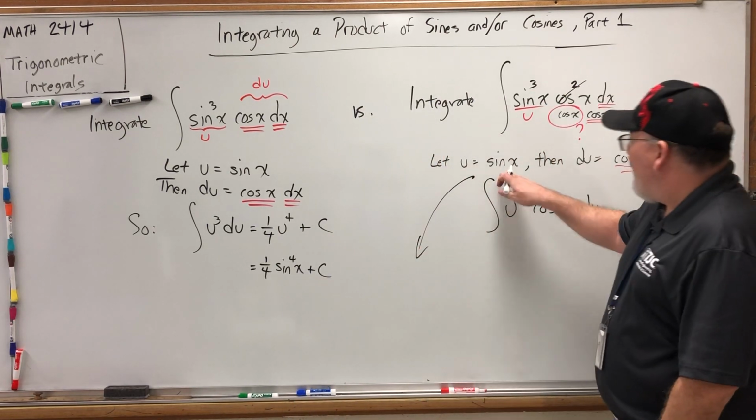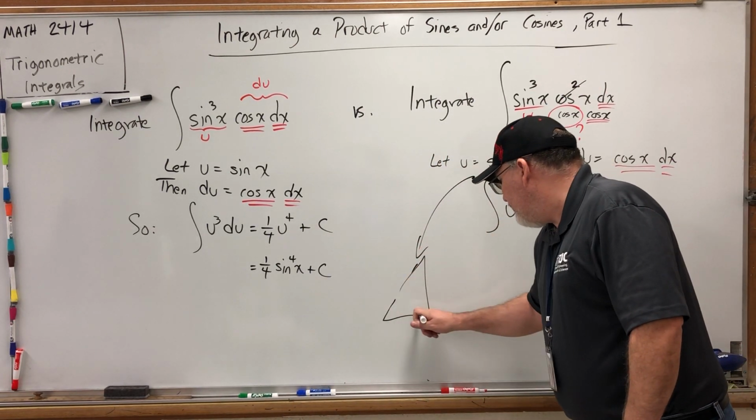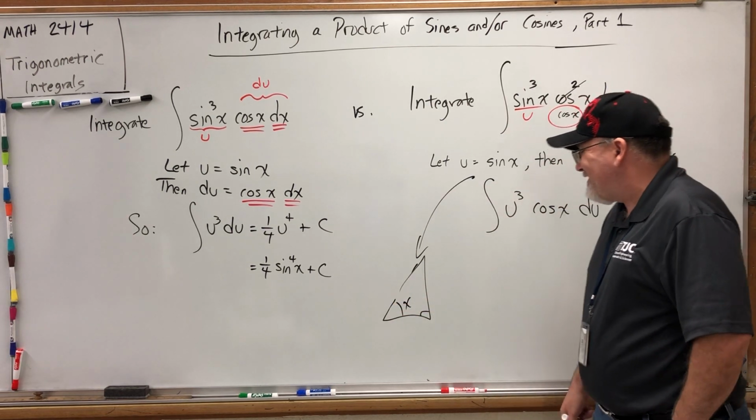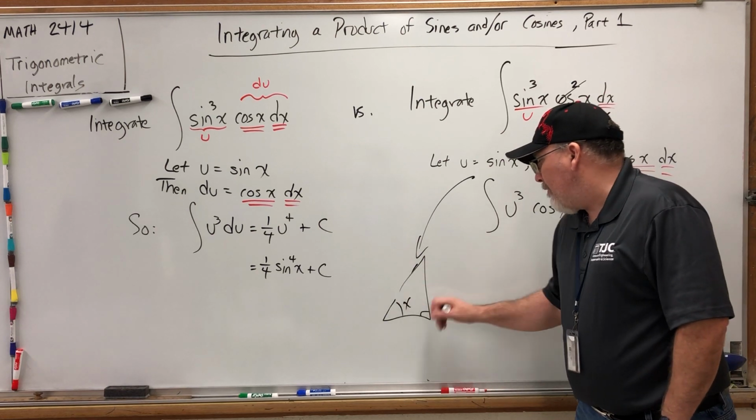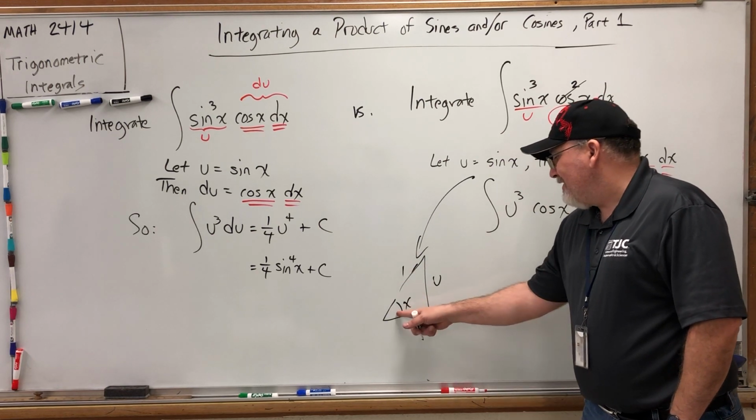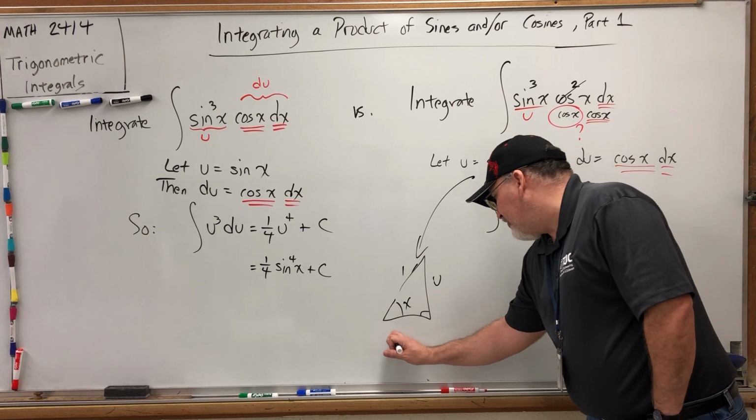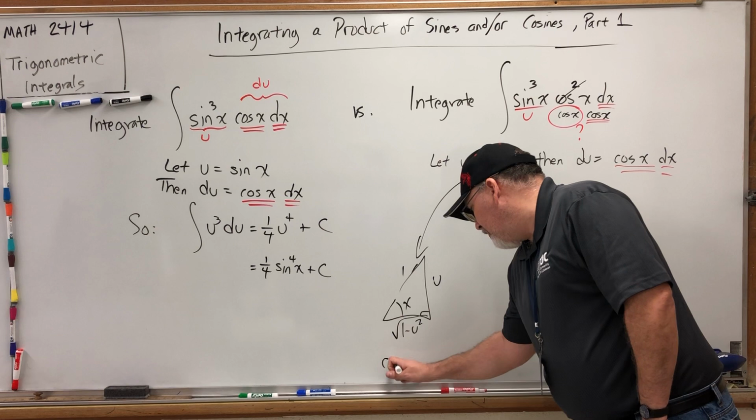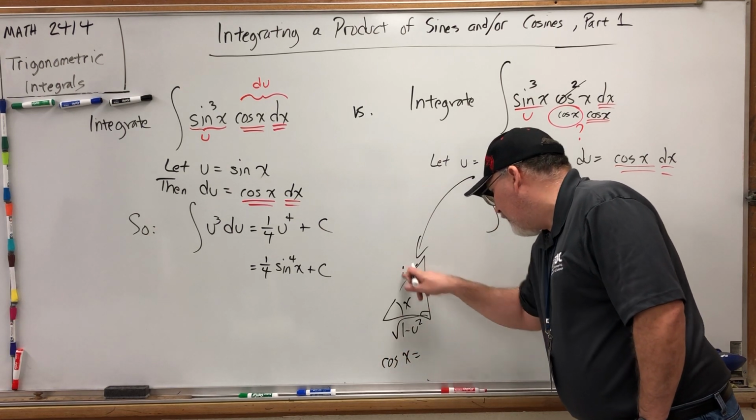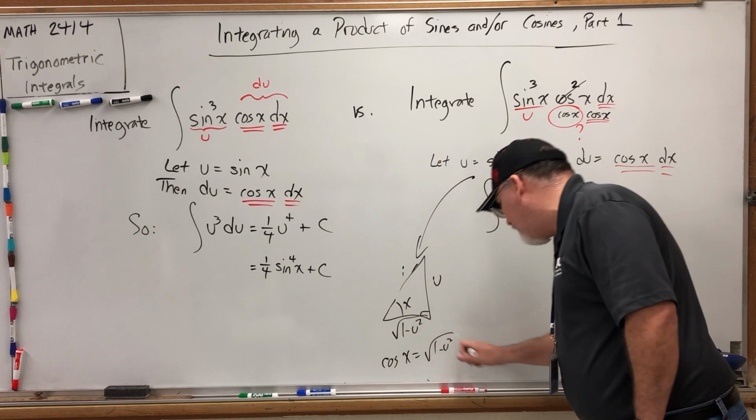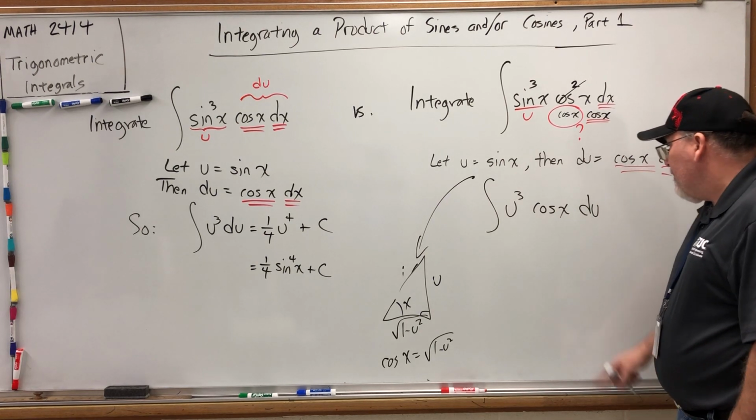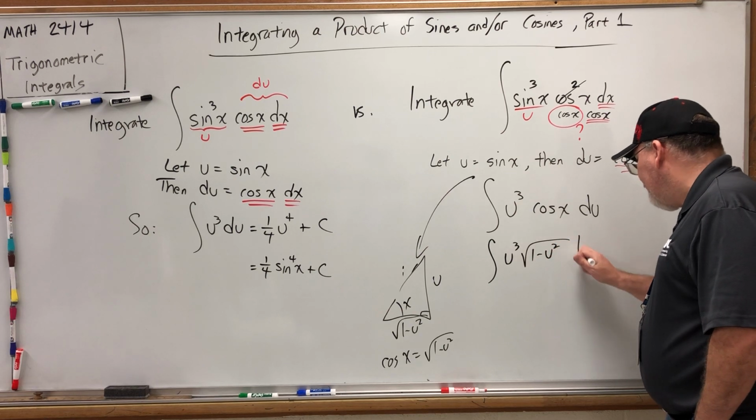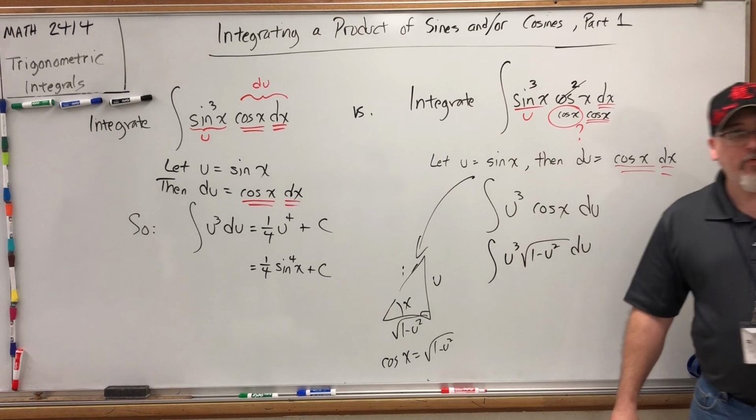Please forgive me. If I wanted to draw a picture of this, u is equal to sine of x, the x is an angle. If I wanted to set up this triangle so its sine was u, sine is opposite over hypotenuse, so u over 1 would give me sine of x equals u. If I did the Pythagorean theorem, I would get the square root of 1 minus u squared. And so in this picture, cosine of x is adjacent over hypotenuse, so cosine x would become the square root of 1 minus u squared. Did I make the problem better? Nope. Is it workable? Possibly.